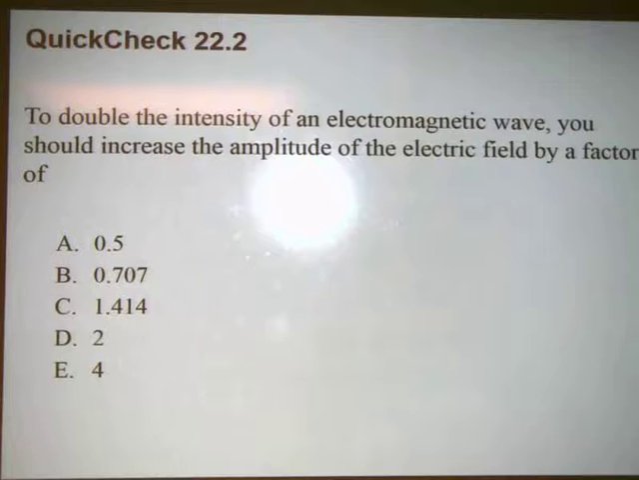And what do you want to do to double the intensity of an electromagnetic wave? Hopefully you have open either the equation sheets or the notes that you just took from the rest of this online lecture. You can look through this.